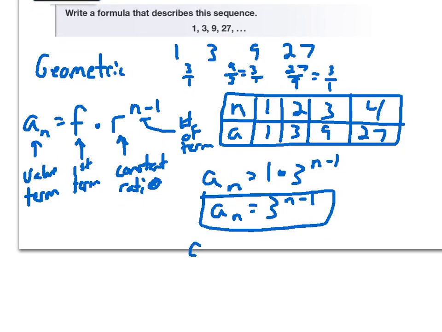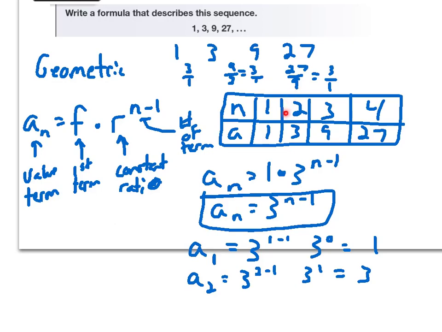So let's look at an example of how this works with this sequence. If I wanted to find the value of the first term in my sequence, I would take 3 to the 1 minus 1 power, because I plug in 1 for the number of the term. And that's 3 to the 0 power, which is 1. So that's saying the first term is 1, and that's exactly what it is. If I wanted to find the value of the second term, I would take 3 to the 2 minus 1 power, which is 3 to the first power, or 3. And again, the second term is 3, so it matches up.